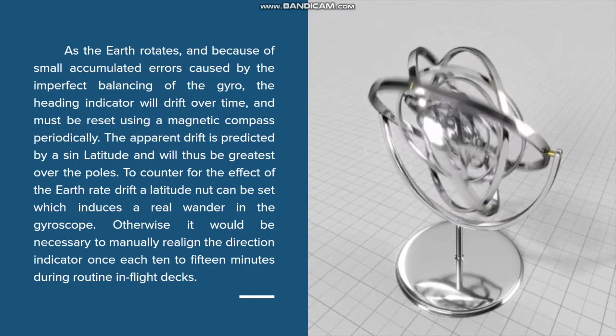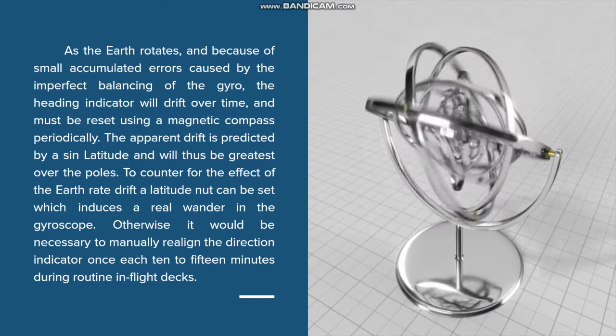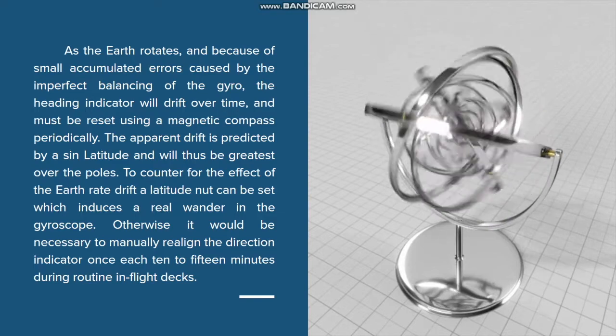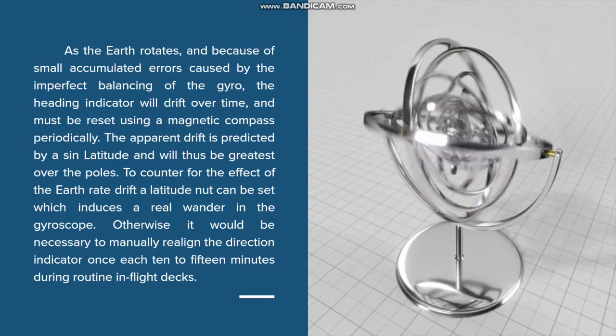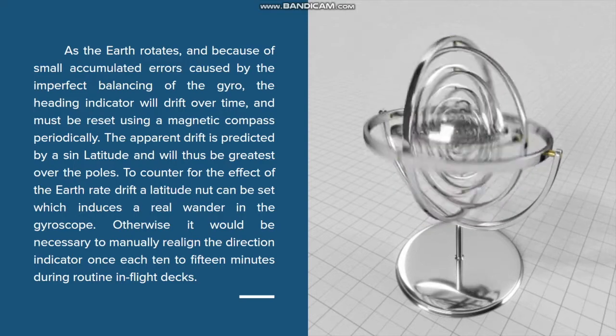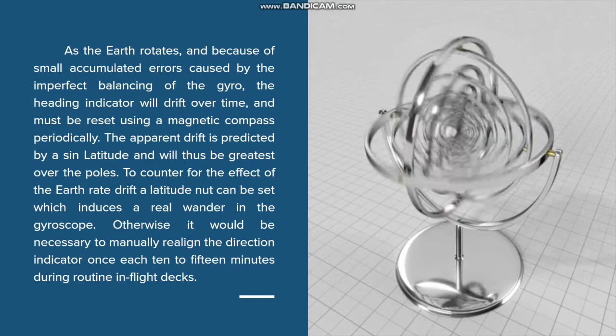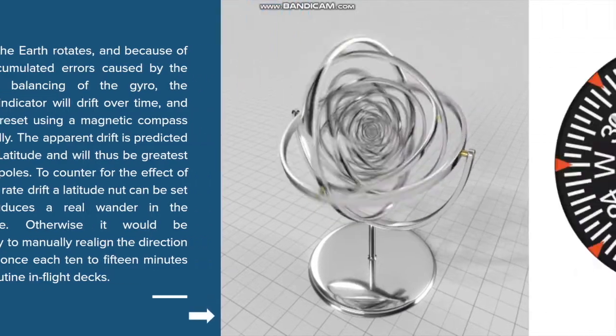To counter the effect of the Earth rate drift, a latitude nut can be set, which induces a real wander in the gyroscope. Otherwise, it would be necessary to manually realign the direction indicator once every 10 to 15 minutes during routine in-flight checks.